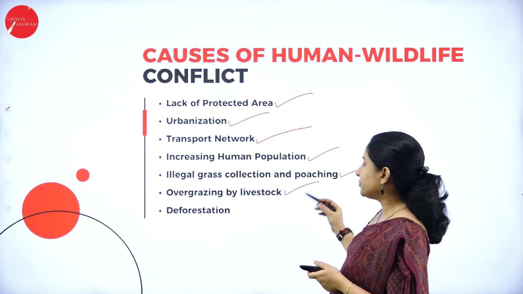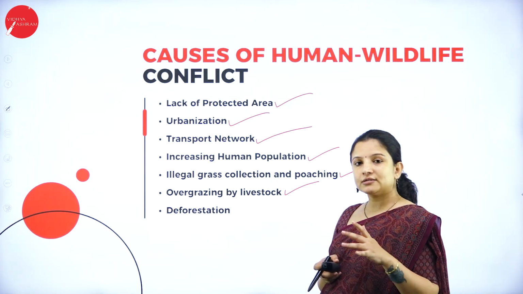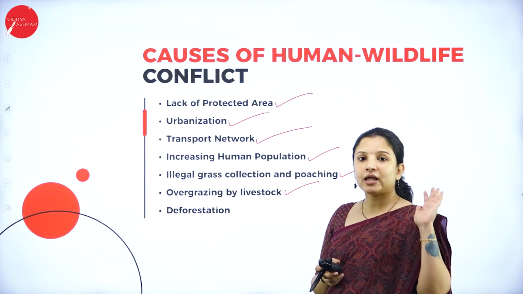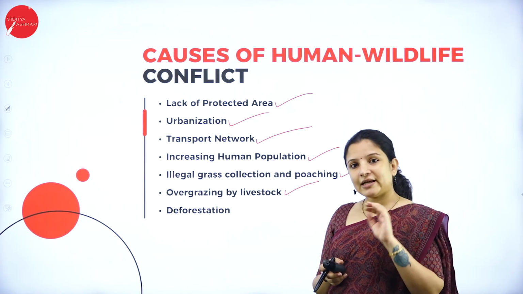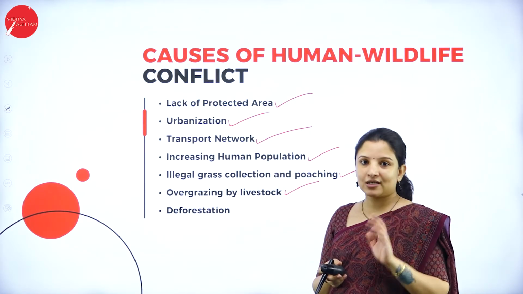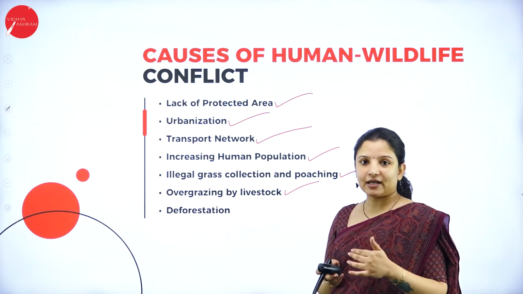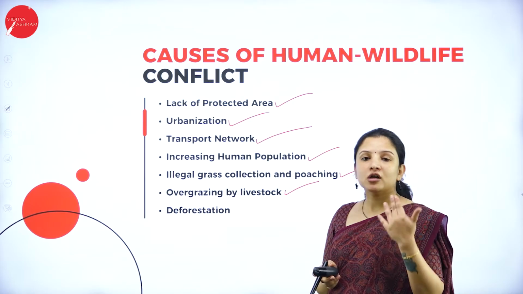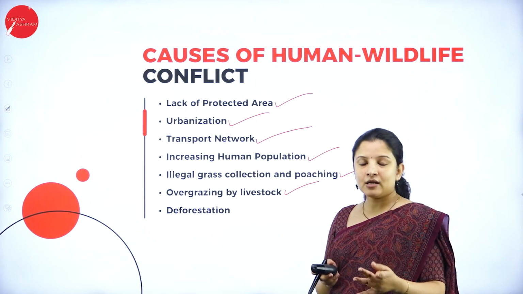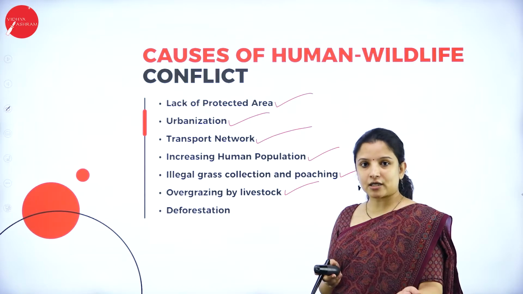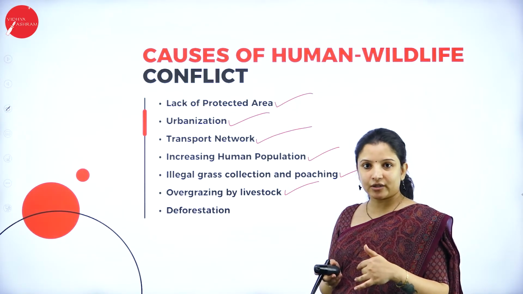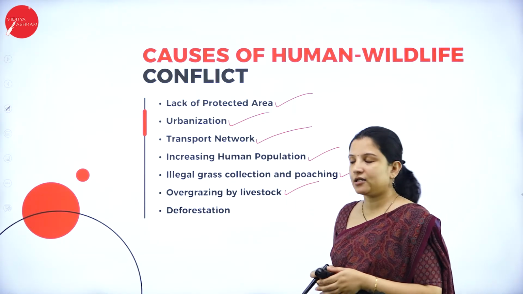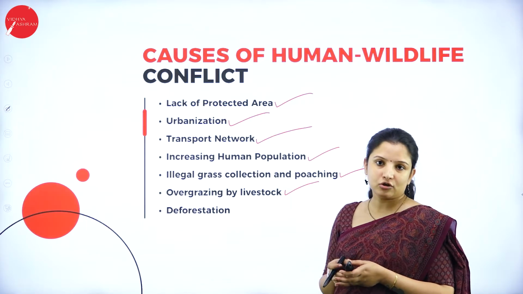Next is overgrazing by livestock. In some of the villages which share a boundary with the forest, people just leave their animals to enter into the forest. If these animals continuously feed on the grasses or the herbaceous plants that are there, then there will be scarcity of food for the herbivorous animals. Therefore, the herbivorous population will decline, and there will be a scarcity of food for the carnivores, and the carnivore population will start to decline. Therefore, the carnivores will not have any option other than to enter into human settlements. So overgrazing by livestock is also one of the reasons.